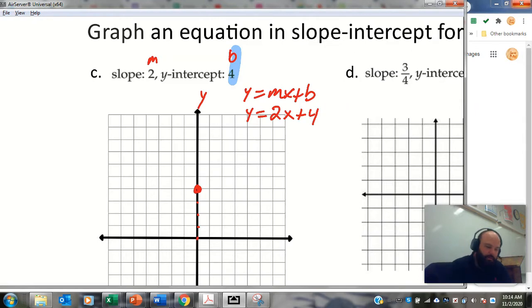Now from there, the slope is 2. Remember, if it's a whole number, we've got to put it over 1. So we have 2 numbers for the slope. And so the slope is rise over run. So up 2 over 1. Up 2 over 1. I'm going to do that again. Up 2 over 1. And you can do that as many times as you want. And what you'll see is the points where you land, they line up. They should line up into a straight line. And you can see right there, that gives me a line. And there's the graph of y equals 2x plus 4.